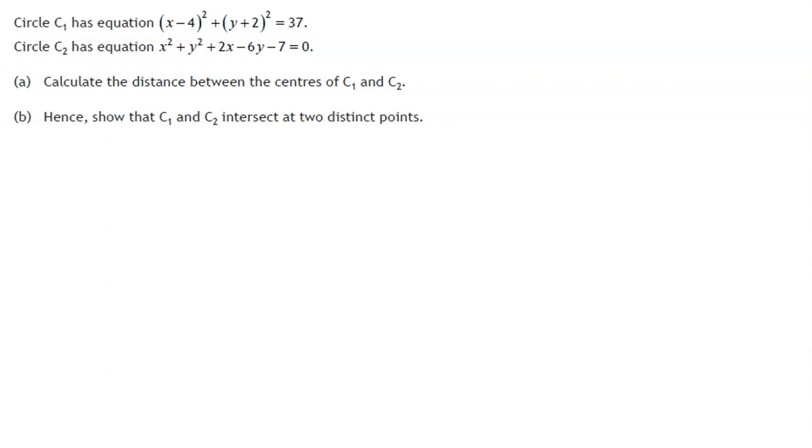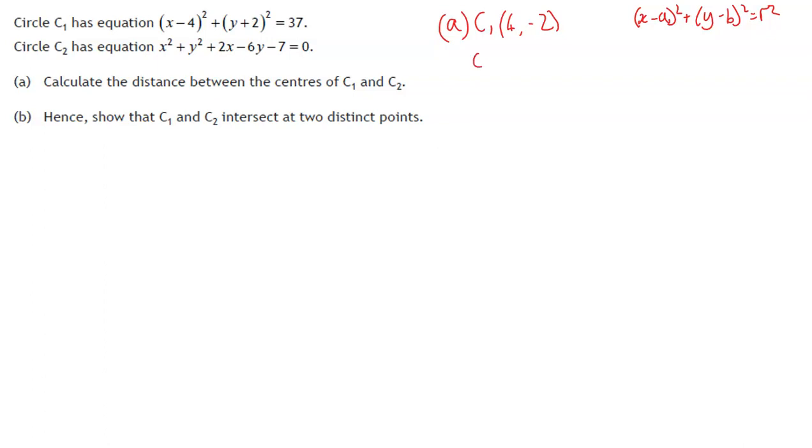Part A, we obviously need the two centres, then we need to use our distance formula. So if we look at part A first, and I think about the centre of circle C1. Now there's two forms of the circle equation that we've got here. We've got (x minus a) squared plus (y minus b) squared equals r squared. That's one format of it, and that's the way C1 is written. From that format, the a and the b represent the centre. So for C1, I can say that my centre is given by (4, negative 2).